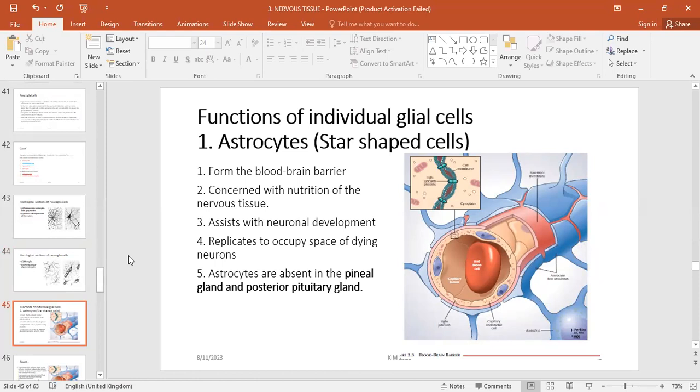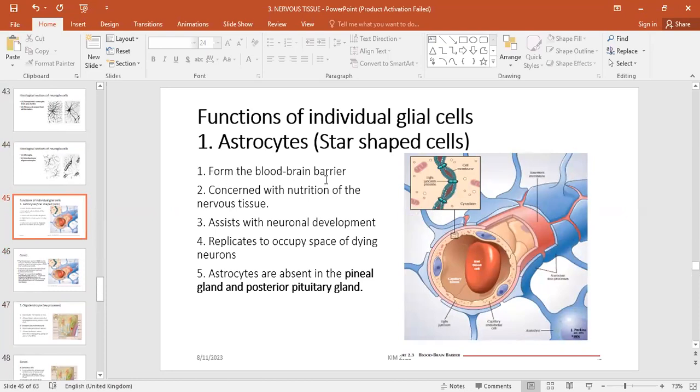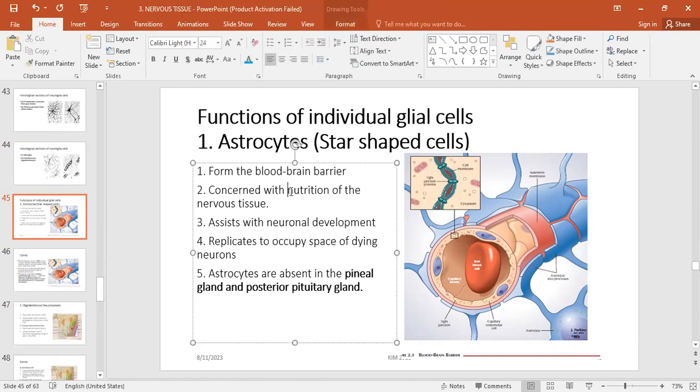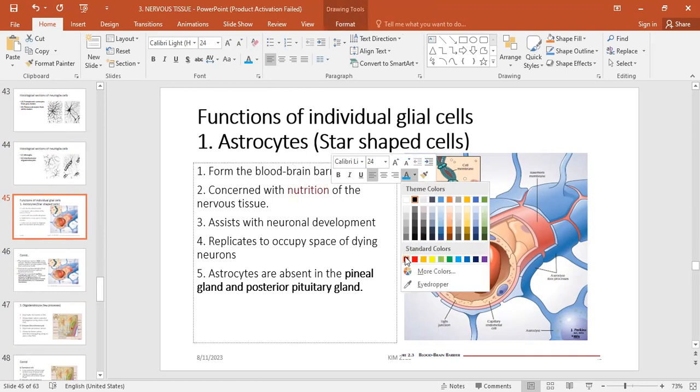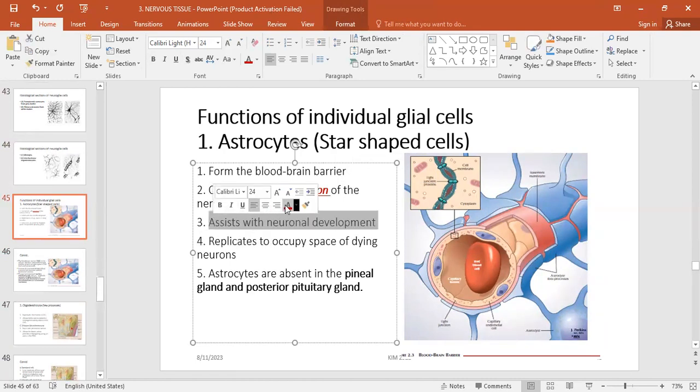Astrocytes help to form what is known as a blood-brain barrier. So astrocytes form the blood-brain barrier. At the same time, they regulate what type of nutrients or what type of chemicals the brain cells are exposed to because of the barrier that they create. At the same time, they protect neurons so that they develop. And then once neurons die, the space left is filled by astrocytes.